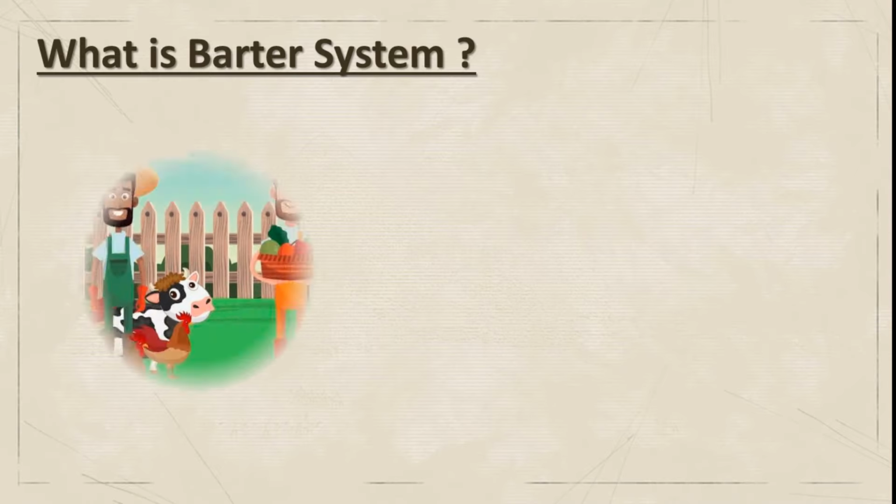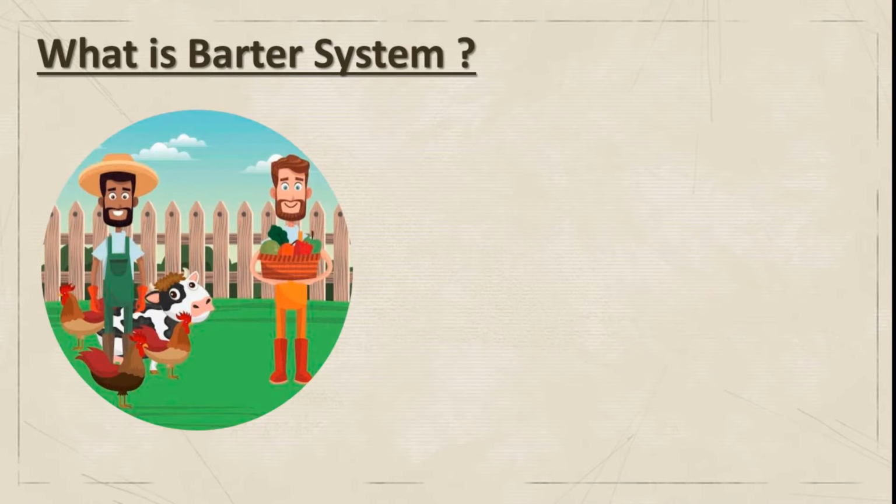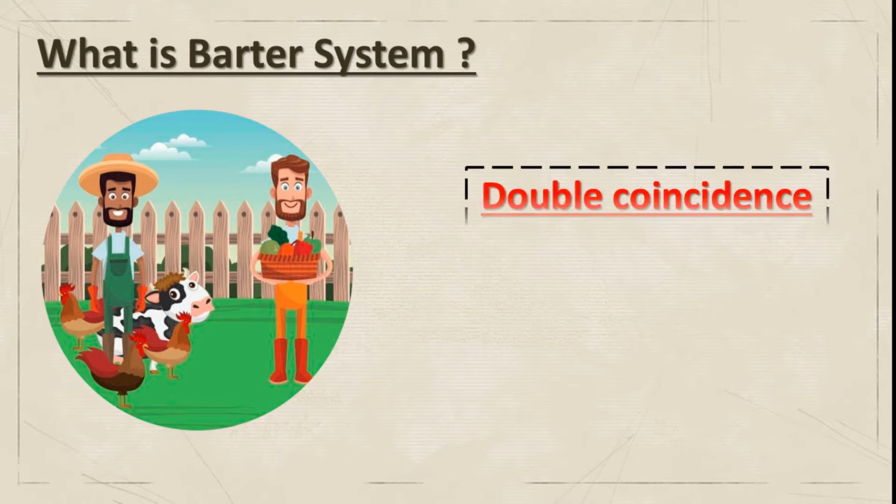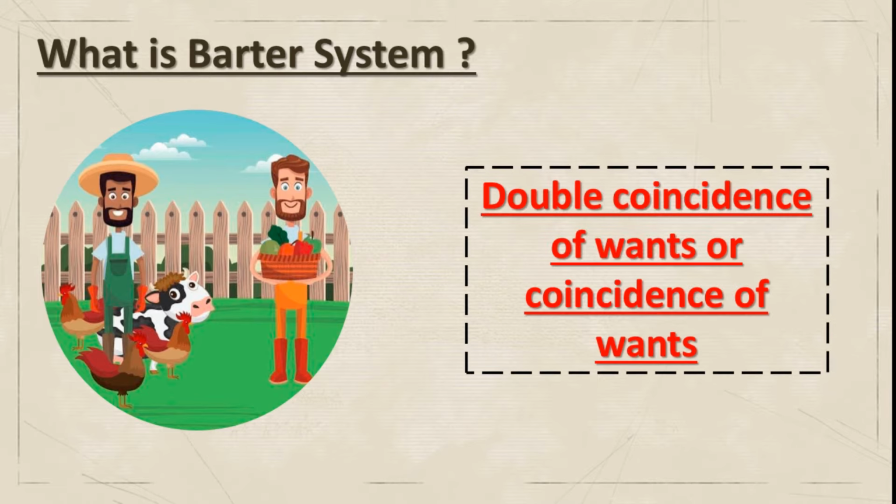Now let's take an example of a vegetable seller and a farmer. If a farmer wants to buy vegetables from a vegetable seller and a vegetable seller wants to buy a cow from the farmer, then they swap their goods with each other. This is called double coincidence of wants, or also known as coincidence of wants. Double coincidence of wants is a situation where two people have products which each other want, and in this case they exchange their products with each other.